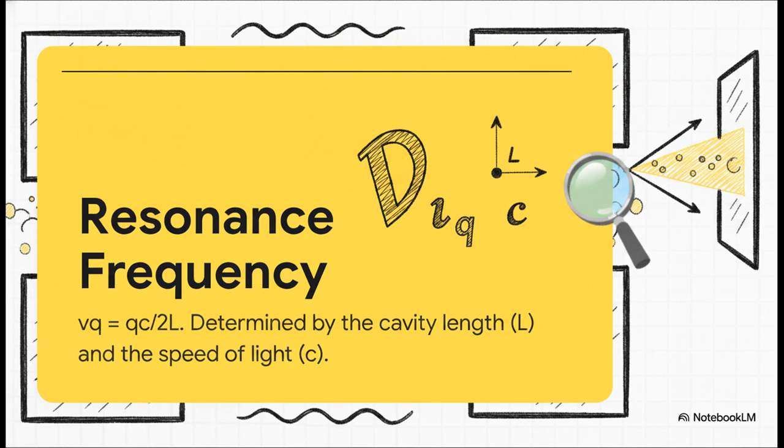Inside the laser, the cavity acts as a highly strict filter, selecting only very specific frequencies to amplify. The resonance frequency, which we represent with the Greek letter nu sub q, is equal to an integer q times the speed of light c divided by 2 times the cavity length L. What this is telling us is that the literal physical distance between your mirrors directly and mathematically selects which allowed oscillation modes can survive inside the cavity to eventually escape as a laser beam.